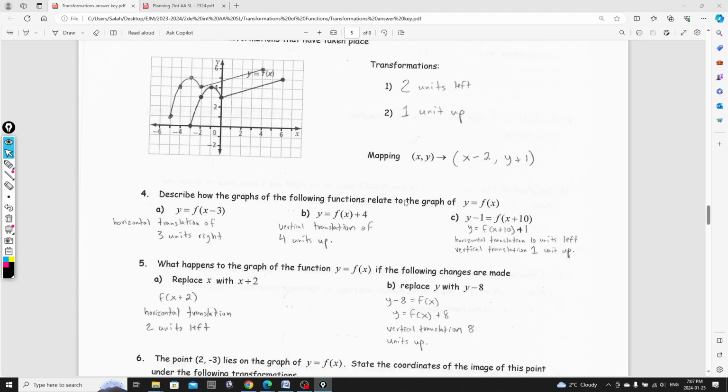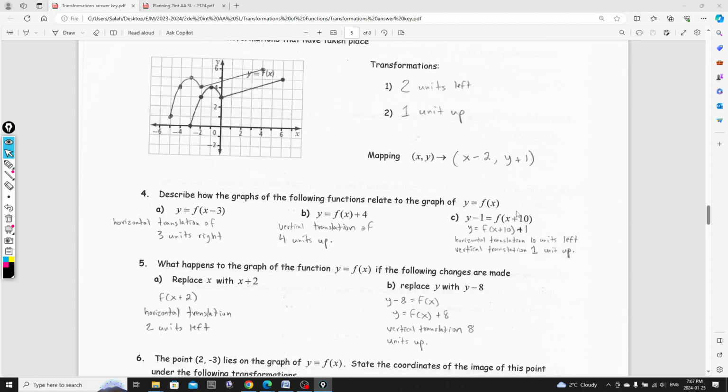Describe how the graphs of the following functions relate to the graph of y equals f of x. Well, we've already seen that when you've got -3 like that, that means a horizontal shift of 3 units to the right. Okay, it's the opposite of what we see. This guy right here is going to be a vertical shift of 4 units up.